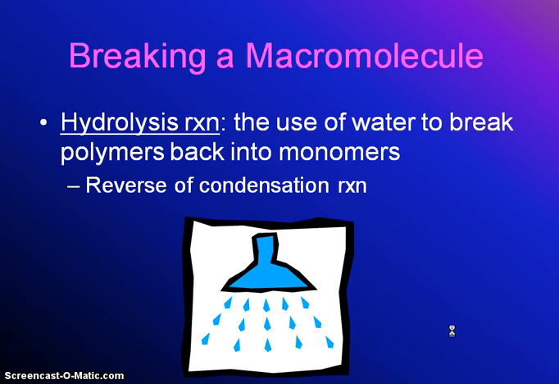Now, to break one of those large molecules, you would do the opposite reaction, and that is called a hydrolysis reaction. And that is where you use water to break the polymer back into its monomers. So you add water back in, that will split the large molecule apart, and the hydrogen will go back to its original monomer, and the hydroxide will go back to its original monomer. So again, that's the reverse of the condensation reaction, hydrolysis reaction, adding water back in order to split those large polymers apart.